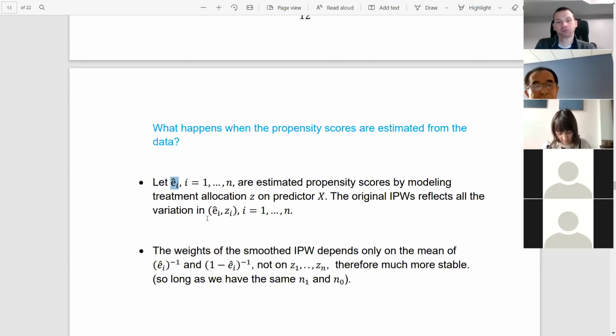So if you have a sequence of these estimates, and they have the same N1 and N0, then this weighted estimated weights will be the same. So it provides a much more stable target to estimate. Instead of having to estimate the individual one, you now basically have a much more stable target, which is the average.